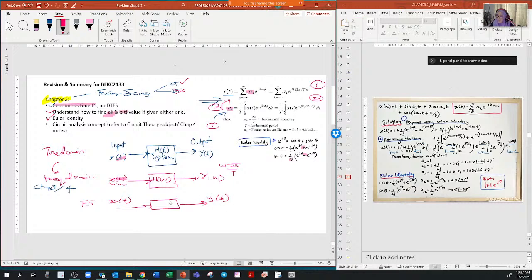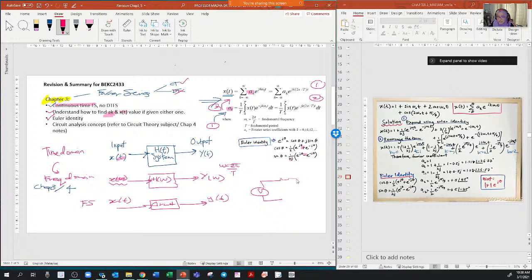Let's see the application of circuit analysis. You know that you have circuit analysis. Normally, you have a voltage here, the V in.